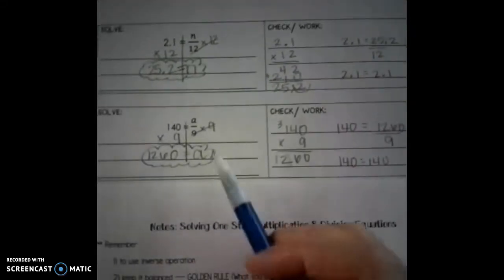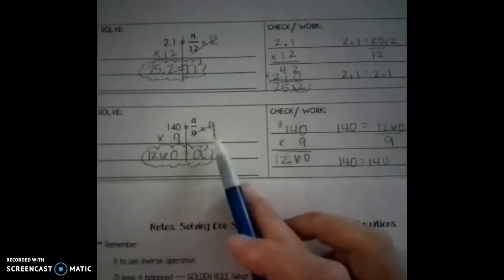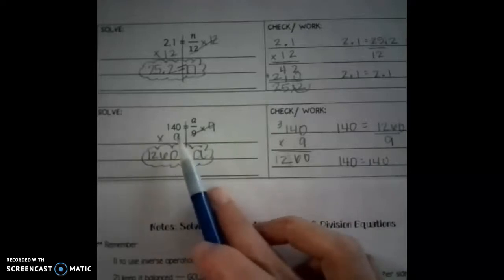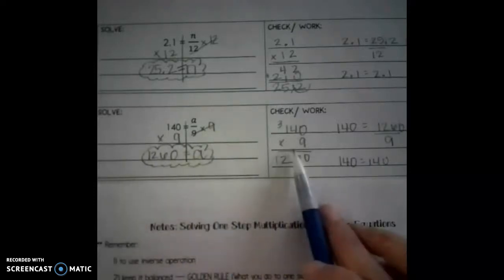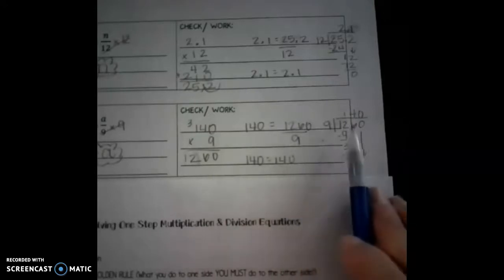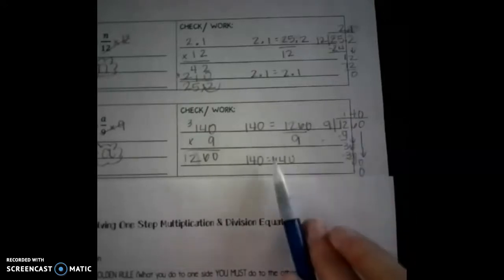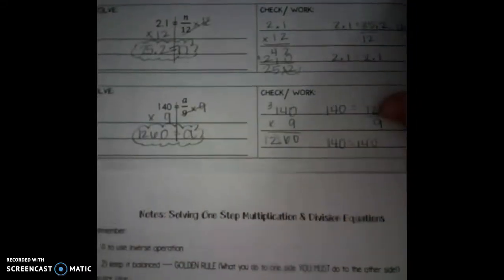For this second one, again, this was another division problem, which means instead I need to multiply to find my solution. So I multiplied by 9 on one side, so I'm going to do it to the other. 140 times 9 gave me 1,260. I went ahead and I plugged it back in. So 140 equals 1,260 divided by 9. When I divided this, I did get 140. So 140 is equal to 140. Therefore, 1,260 is my solution.